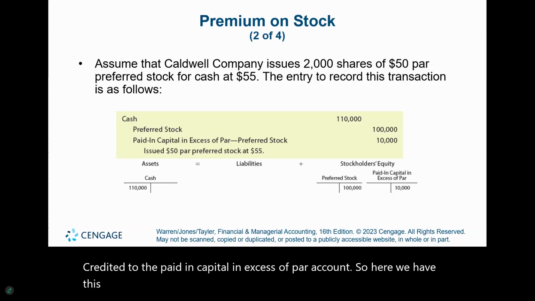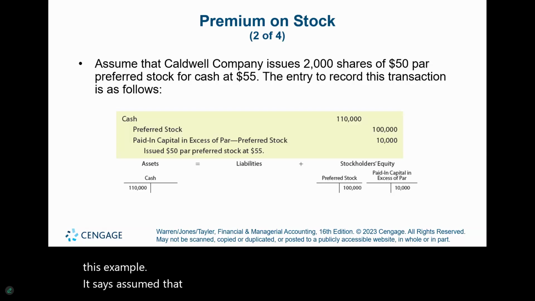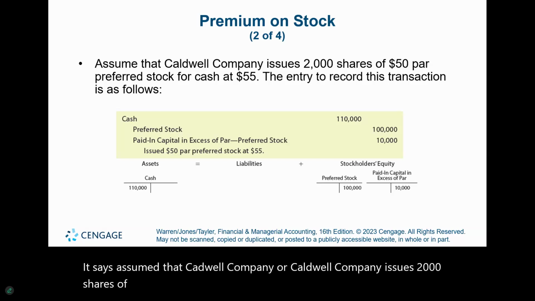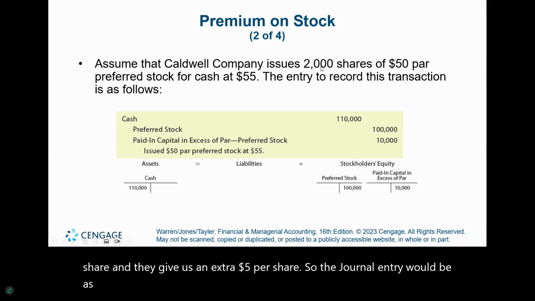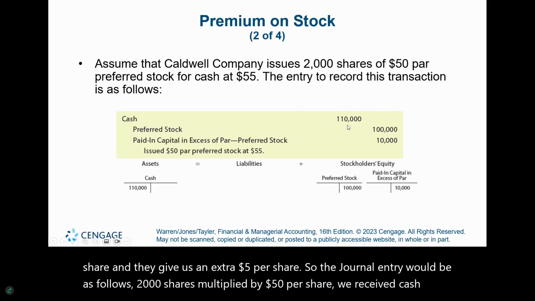So here we have this example. It says, assume that Caldwell Company issues 2,000 shares of $50 par preferred stock for cash at $55. So it's worth $50 per share, and they give us an extra $5 per share. So the journal entry would be as follows. 2,000 shares multiplied by $55 per share, we received cash of $110,000.